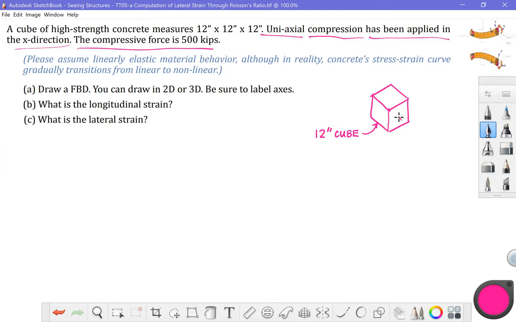So I'm going to pick this to be my x direction. I'm going to pick this to be my y direction. And this one I'll pick to be my Z. And let's put 500 kips of compression into the concrete. There we go.